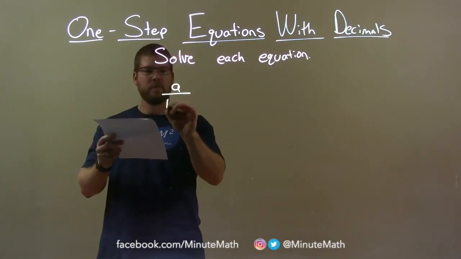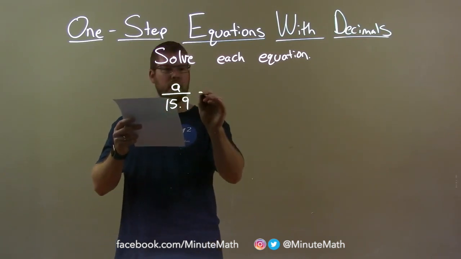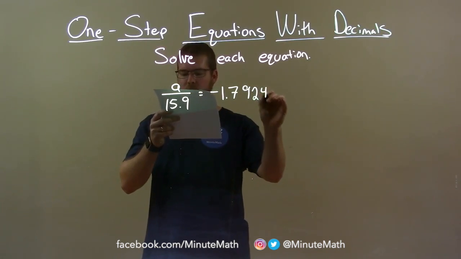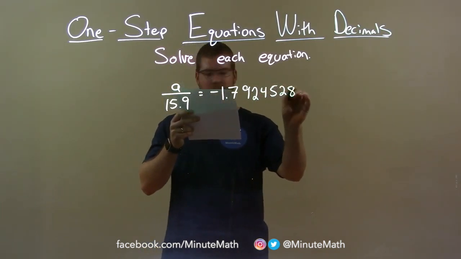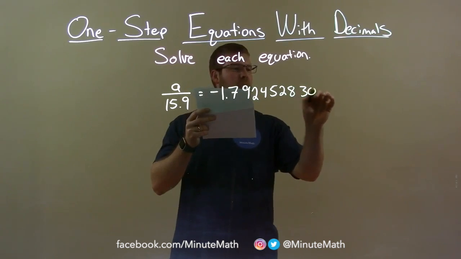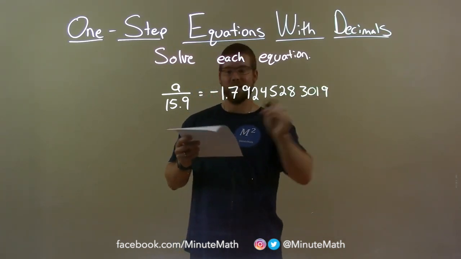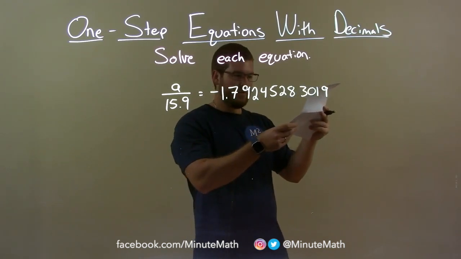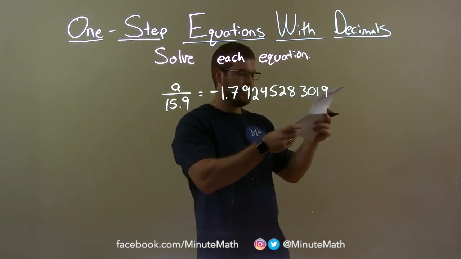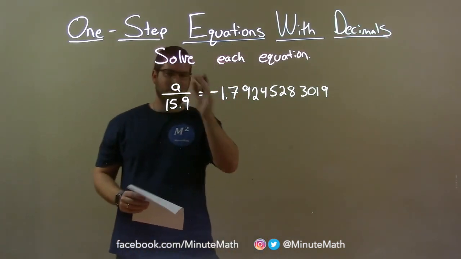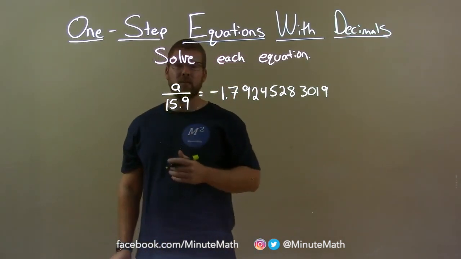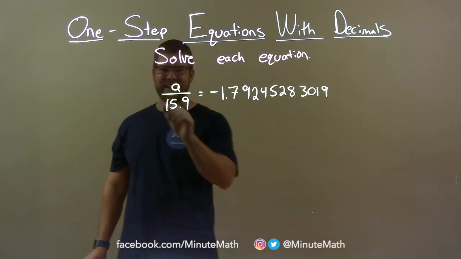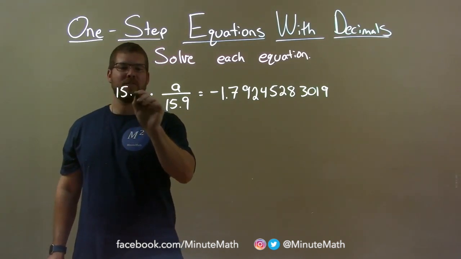a over 15.9 equals a negative 1.7924528319. Now let me just double check that number. Negative 1.7924528319. Great. And we want to solve for a here. Well, a is being divided by 15.9. So opposite of division is multiplication. All right, so we multiply both sides by 15.9.